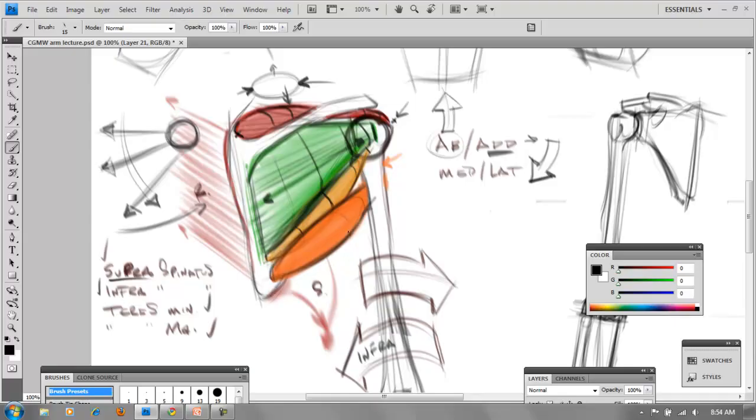Here's our form. This one is really trying to show a cross. And this is going from the back of your scapula to the front of your humerus. So we're going to have more of a perspective difference in this muscle than we would in these, which are just really moving here.